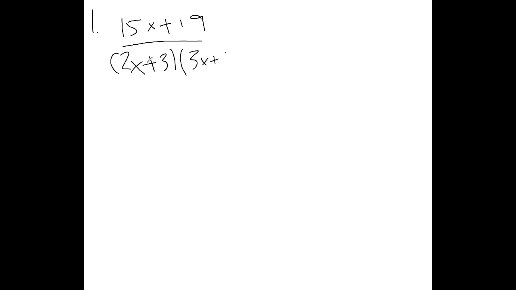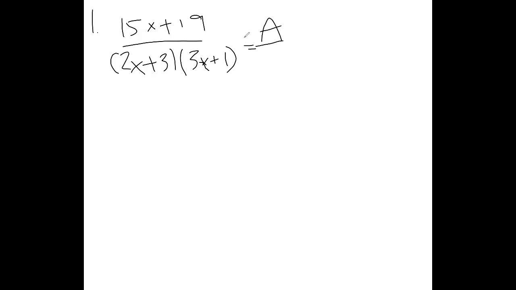Okay, so we have 15x plus 19 over, I believe it was, 2x plus 3 times 3x plus 1. All right, so this is similar to the previous one that I did, right? It's like 4 over x minus 2 times x minus 3, except that the numerator has an x in it, right? So what we do is we do the same exact thing.